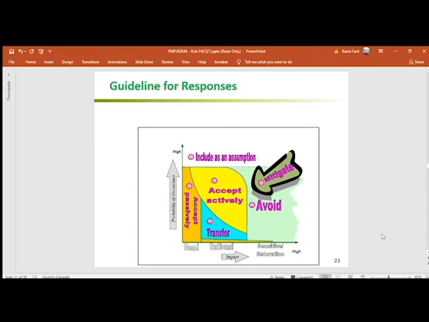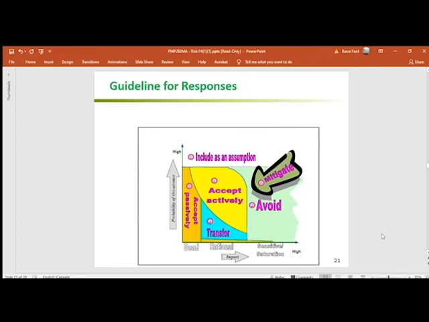But if it is a lower impact, as probability comes down, we will be looking into accepting that passively. Accepting it passively means we will not be doing much about it. If it happens, then we will come up with a contingency plan and deal with it at that point. But as impact goes up, if the probability is low, we would try to see if we can transfer it. But if the probability is high, we would be accepting it actively, which means we have a contingency plan for it and management reserve in place.